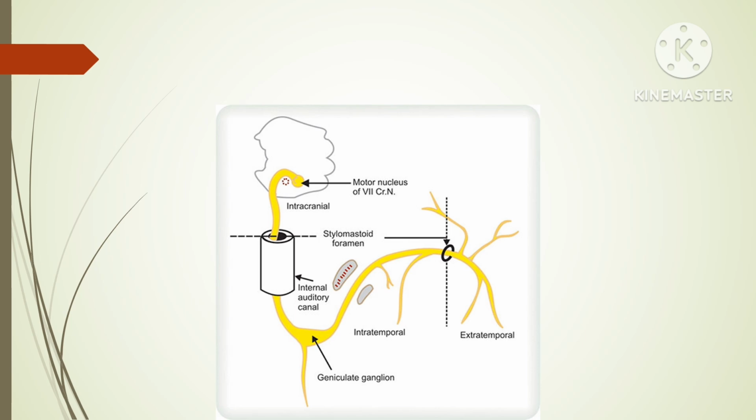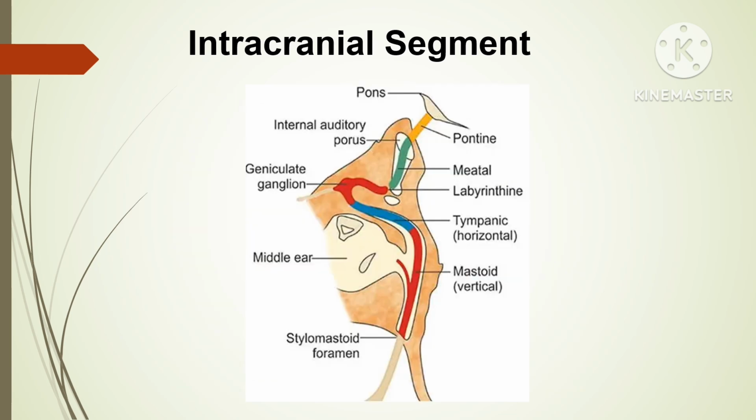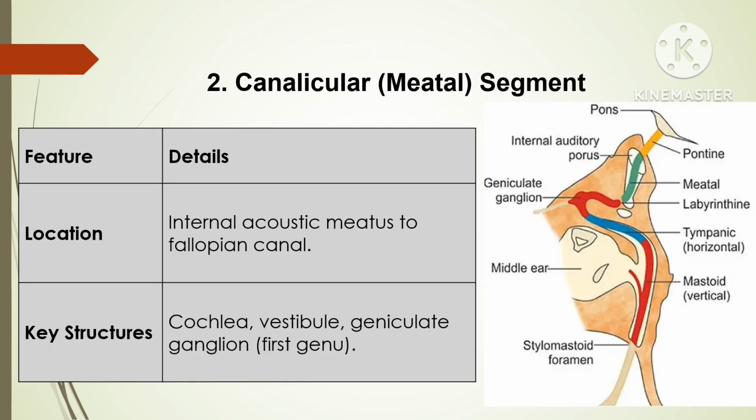We can divide the course of the facial nerve into 6 segments. It emerges at the lower border of the pons as two roots, a larger medial motor root and a smaller lateral sensory root, which is also known as nervus intermedius. This segment is known as the intracranial segment of the facial nerve. After this, it leaves the cranial cavity by passing through the internal acoustic meatus, and the part of the facial nerve here is known as the meatal segment.